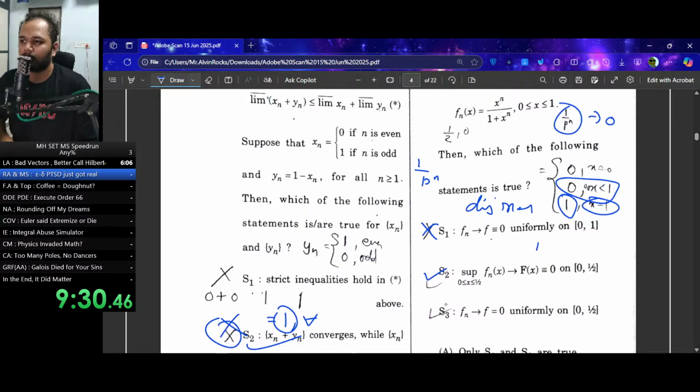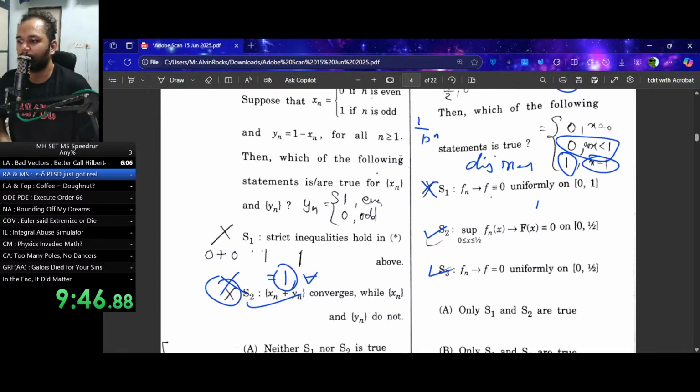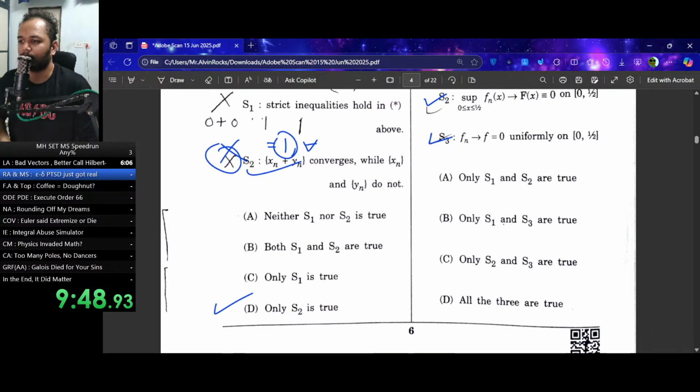And since it is identically there and limit is 0, therefore you can even apply the Weierstrass test. The only largest value we can get is at 1. Before that it is just 1 by p to the n form, and at 0 it is 0, so therefore just 0. So S2 and S3 are correct.